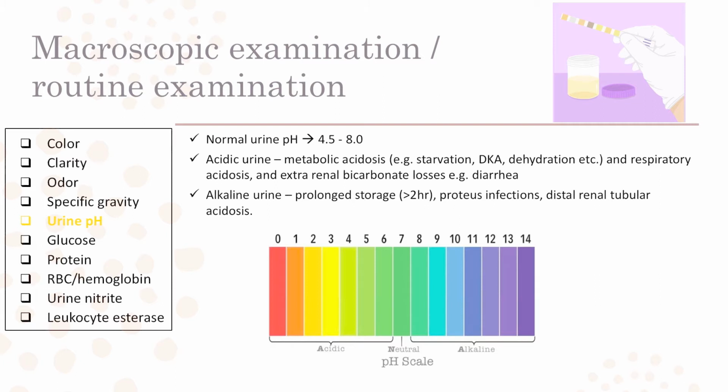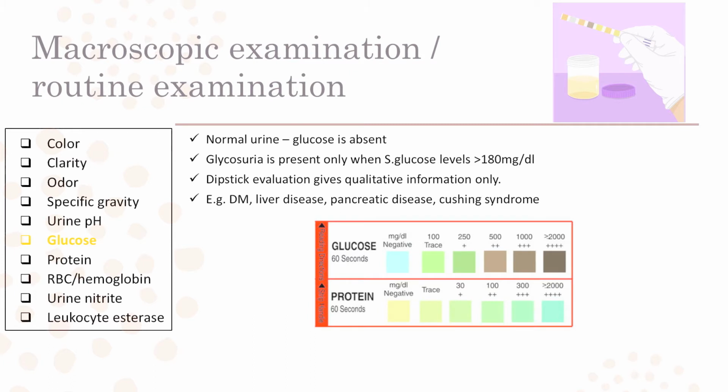urine is seen in the setting of prolonged storage of urine, first of all. Second, Proteus infection. Proteus is a kind of bacteria. Or distal renal tubular acidosis. If the renal tubules are diseased and not able to make urine at the normal urine pH, then it leads to renal tubular acidosis. So alkaline urine or acidic urine are not good, and they indicate acidosis or prolonged storage.